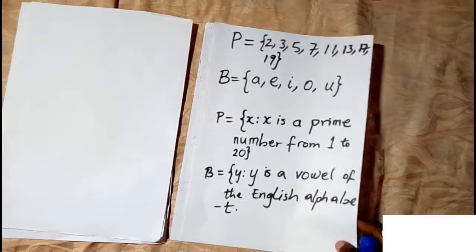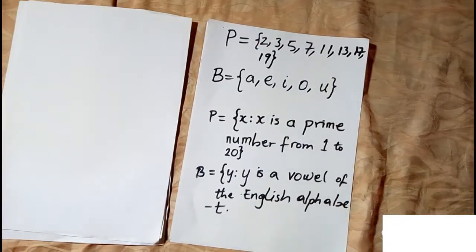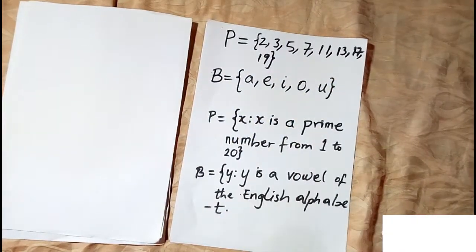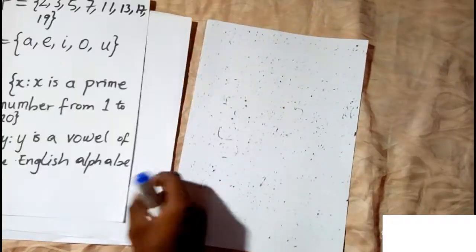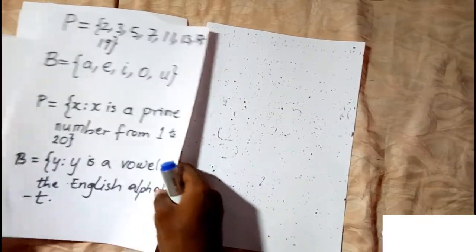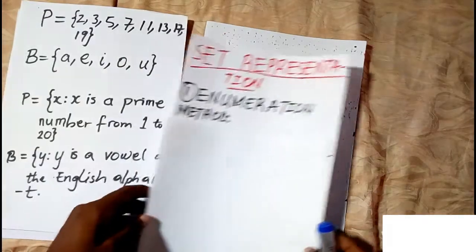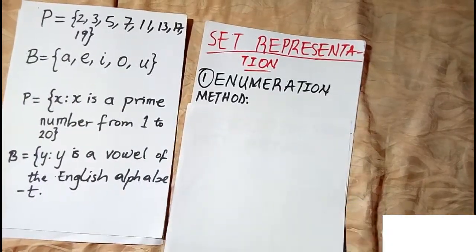These are the sets we are going to be using throughout this course: a set of prime numbers and a set of vowel letters. Next is the representation of sets. What are the ways sets can be represented? Now, these are the ways you can represent a set. If you are asked to write a given set, how are you going to represent it?